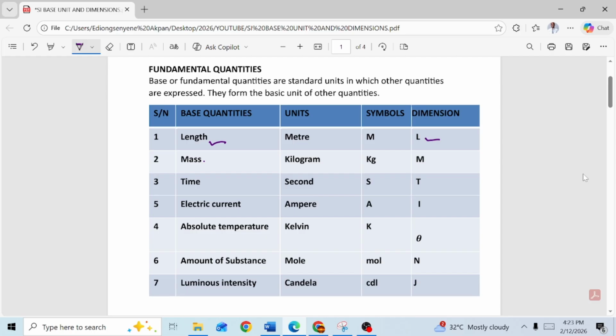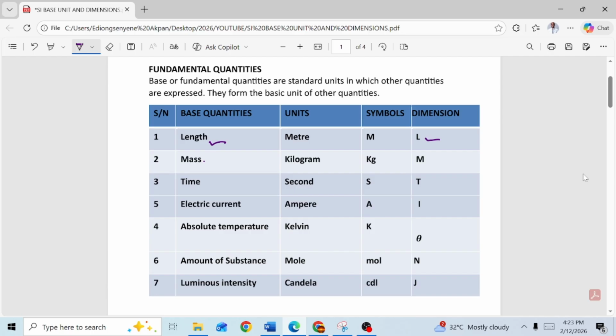Time, the unit is second. The symbol is s. The dimension is T. Electric current, the unit is ampere. The symbol is A. The dimensional unit is I. Absolute temperature, Kelvin. The symbol is K and the dimension is theta.